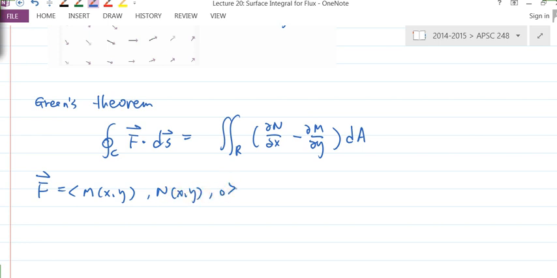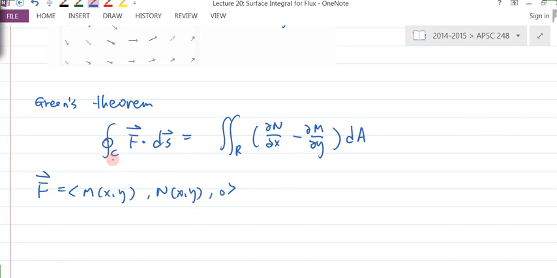Green's theorem has a lot of assumptions, and a lot of the time you have to be clear about where the theorem is applicable. Green's theorem is applicable to vector fields in the planar xy plane. There's no z component, right? The function is not a function of z.